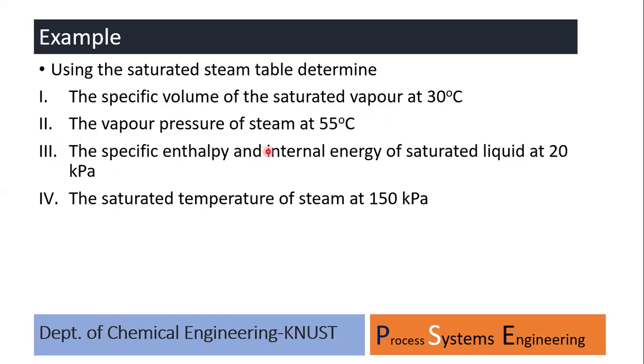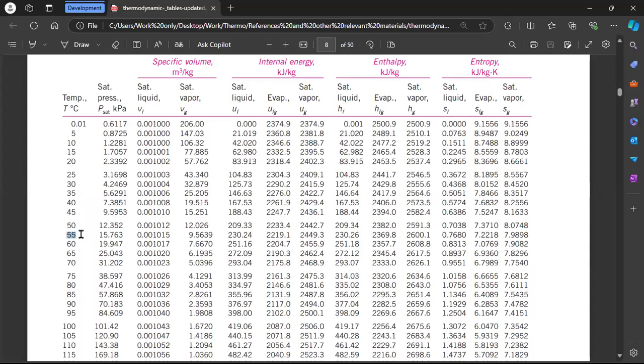Then the next one says the vapor pressure of steam at 55 degrees Celsius. So if I'm looking at 55 degrees Celsius, that's here. So the vapor pressure there is going to be this value here. That's the saturation pressure. So that's 15.763 kilopascal. So you're basically just finding the points you have and then relating it to the other properties on the table to determine them, right? So that's all we do with the tables. That's how we work with the tables.